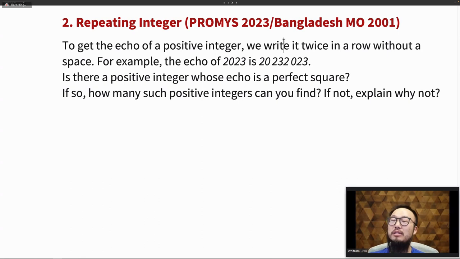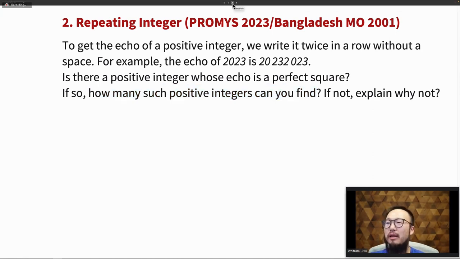And if you also search for repeating integers on MSE, Mathematica Stack Exchange, you will see this problem as well. But we will give you a general way to generate such sufficient conditions to generate lots of ridiculous things. Okay, so how many positive integers can you find? They're actually infinite, but we pretend we don't know the solution yet.